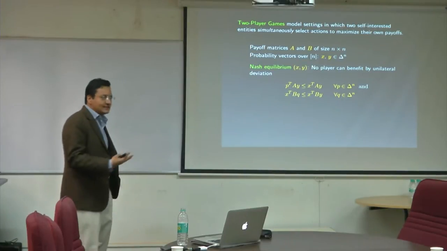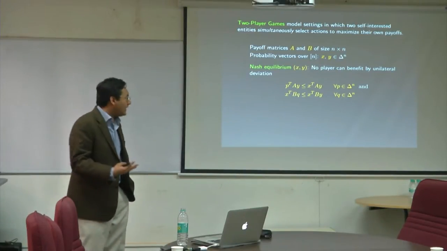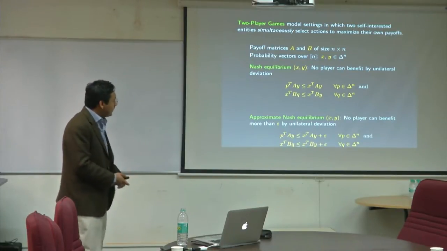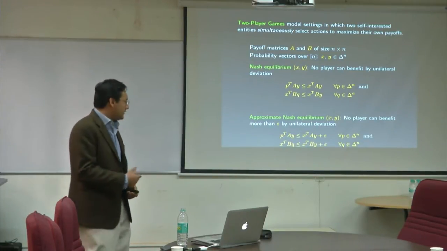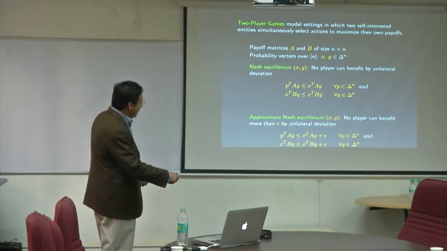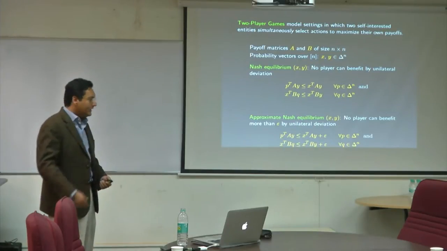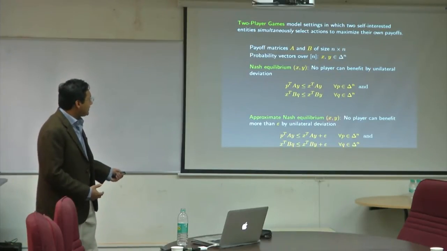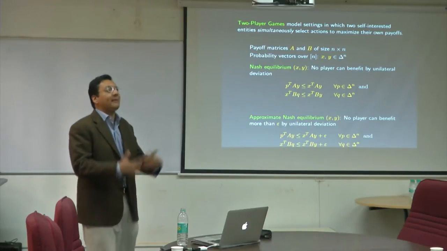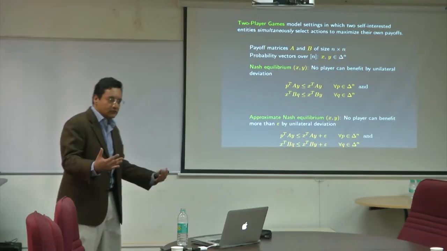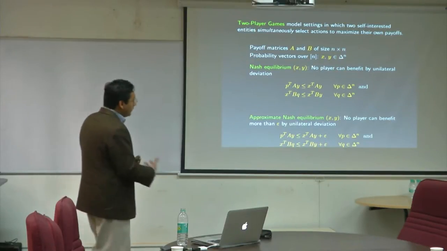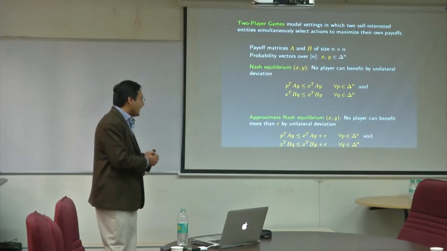So now let me relax the notion and consider an approximate Nash equilibrium. And the idea is to look at the following definition. This is quite standard in game theory. It's a very practical and natural definition. And the idea is that let's allow for a slack of epsilon. That is, an approximate Nash equilibrium is a pair of probability distributions where the players cannot benefit more than epsilon by deviating unilaterally. So I add this slack of epsilon on the right-hand side and get X and Y to be an approximate Nash equilibrium.